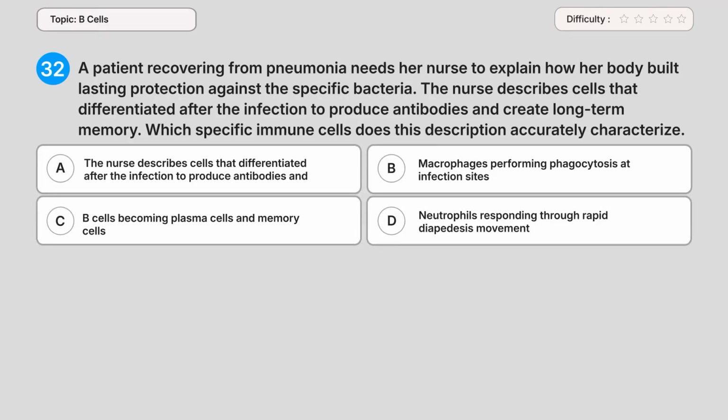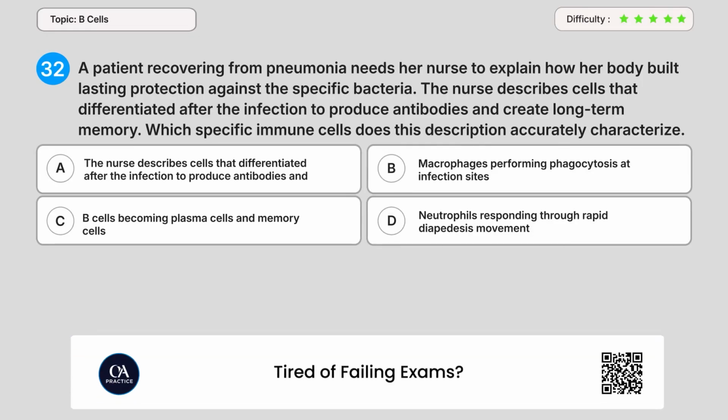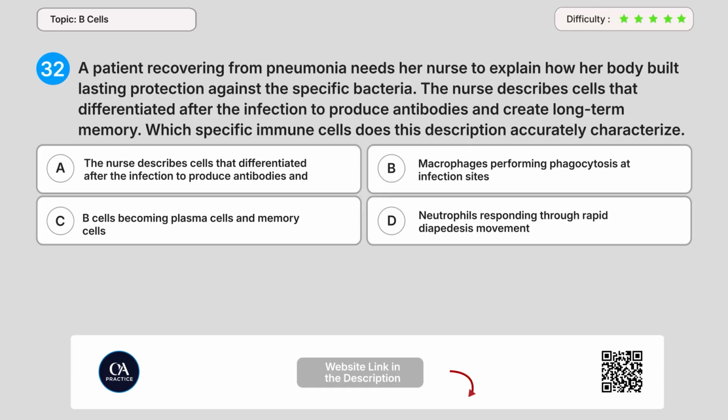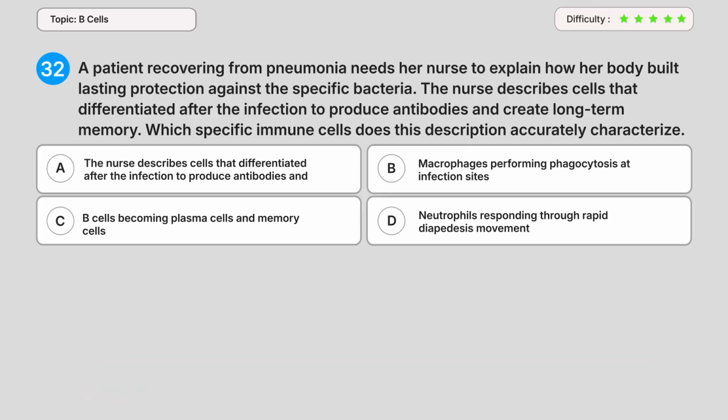Question 32. A patient recovering from pneumonia needs her nurse to explain how her body built lasting protection against the specific bacteria. The nurse describes cells that differentiated after the infection to produce antibodies and create long-term memory. Which specific immune cells does this description accurately characterize?